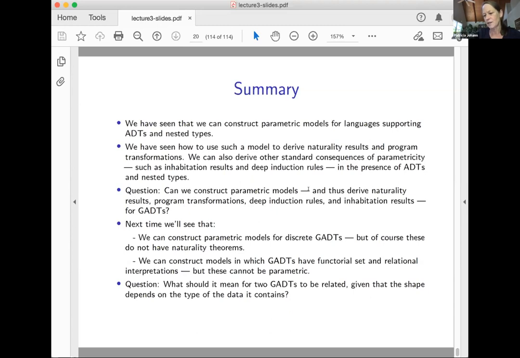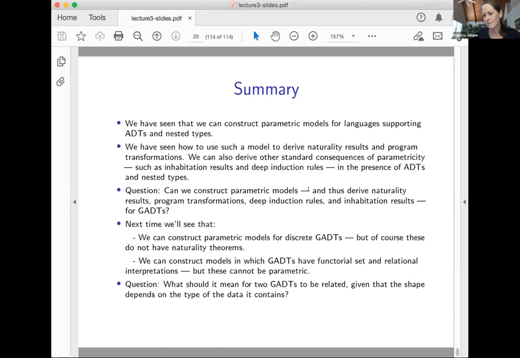So if I had something that only constructed sequences of ints, what would it mean to talk about two GADTs made that way having related data at related positions? I don't know. What does it even mean to have a position, really?